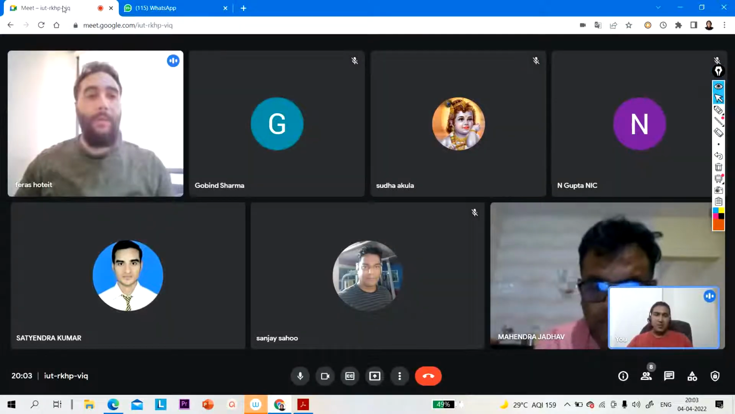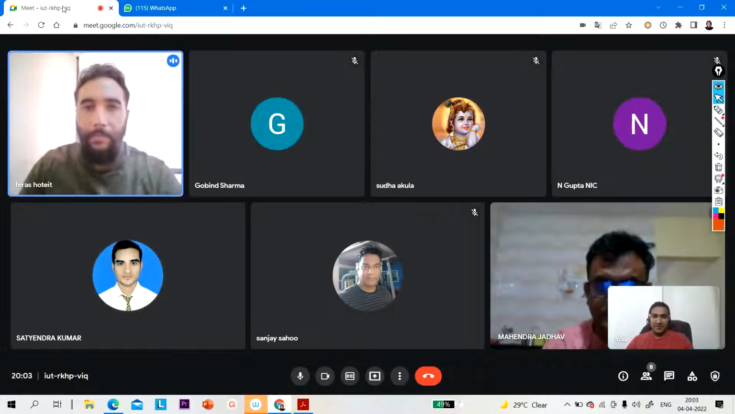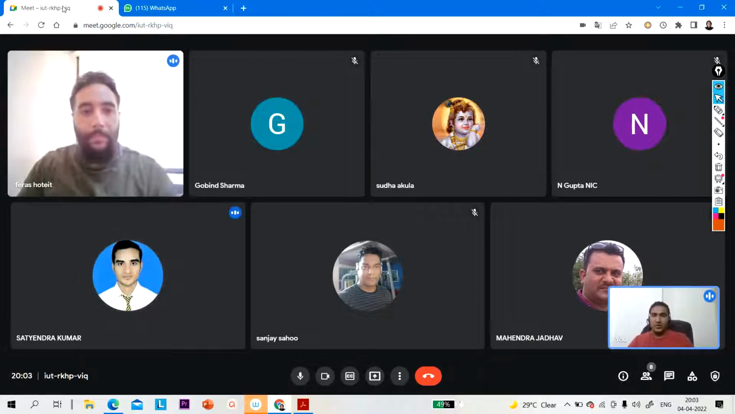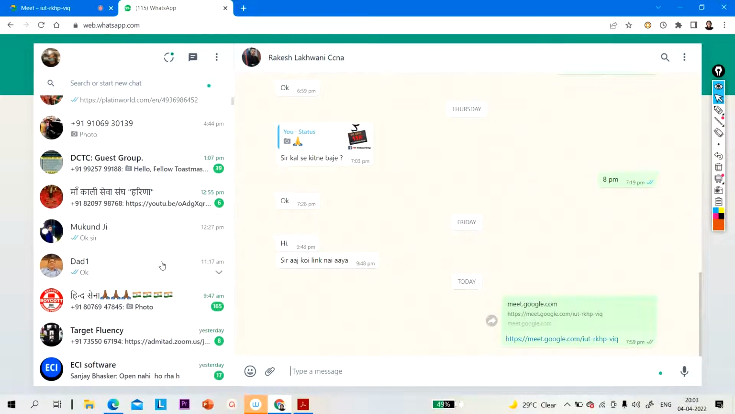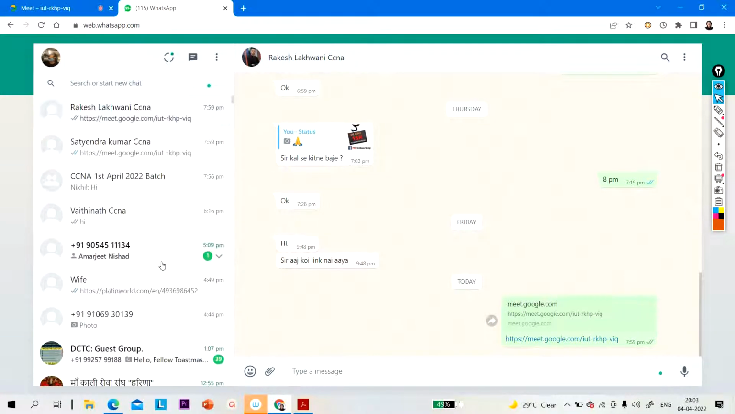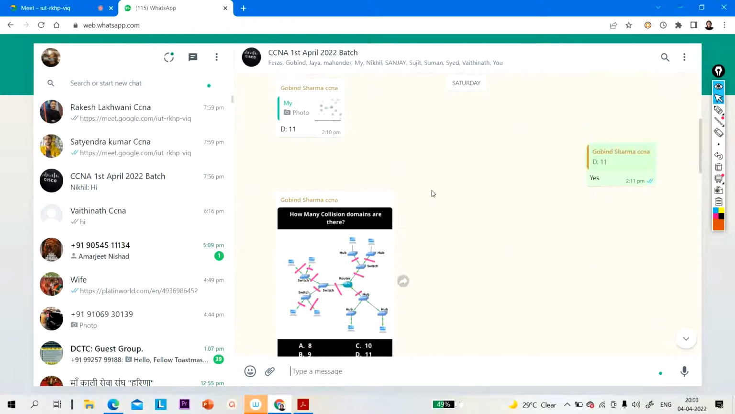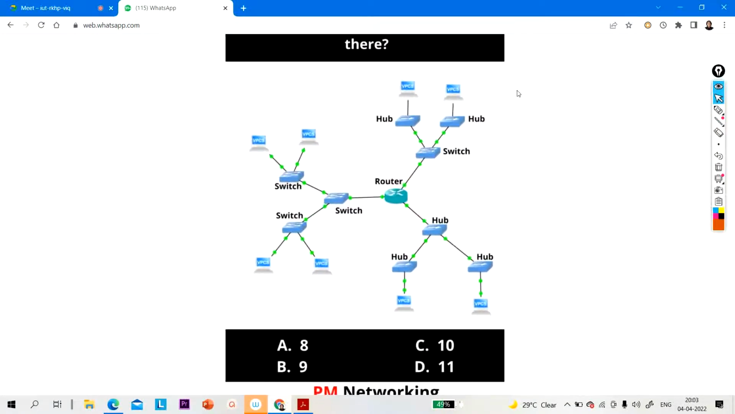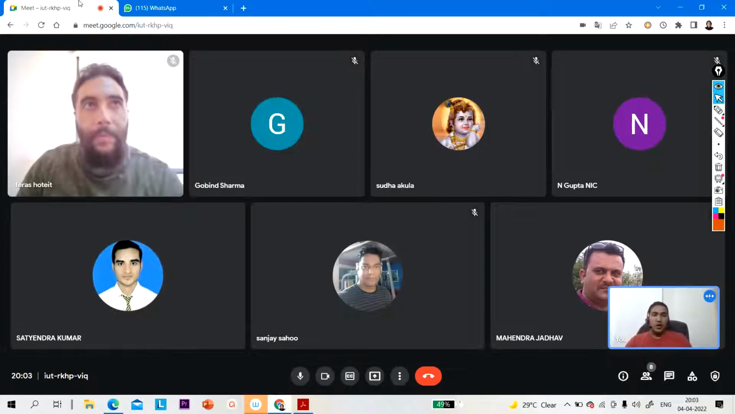So I had shared some questions in the WhatsApp group to find the broadcast domain and collision domain. Now you guys are able to find the broadcast domain and collision domain in a topology. I hope you are able to find them. Today we are going to cover two topics: IP address and MAC address.